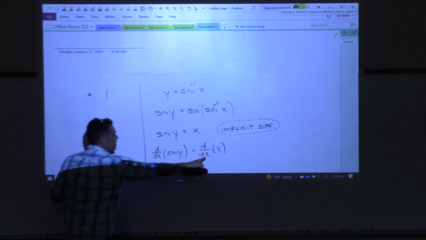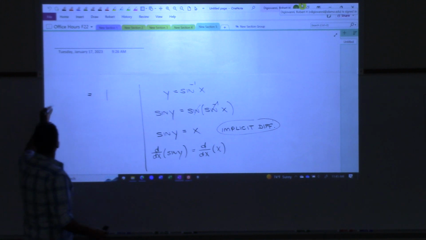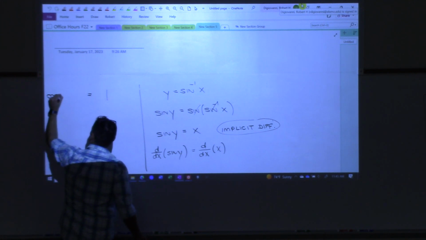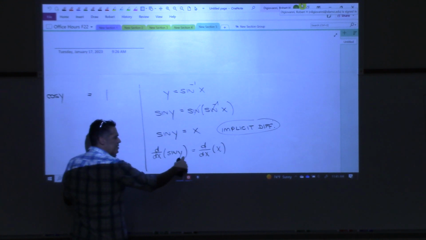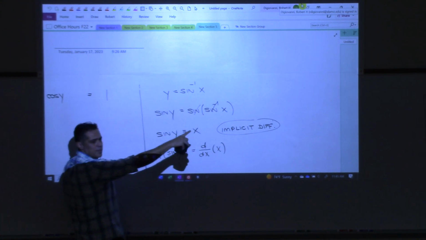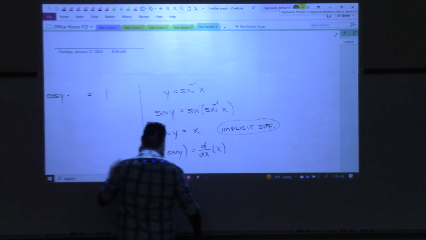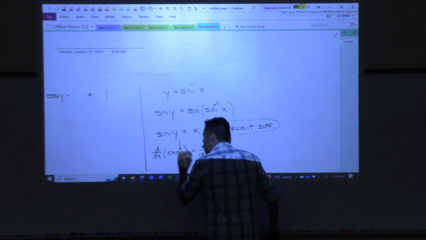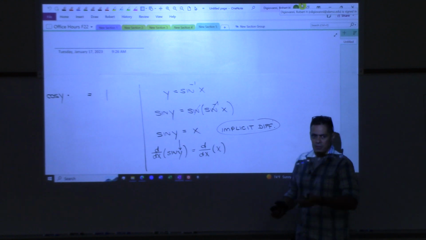That's the right-hand side. This is the tricky one. What's the derivative of sine of y with respect to x? Is it cosine y? Yes, it's cosine y. So the first thing you're doing is taking the derivative of sine of something. Derivative of sine of something, we said earlier, was cosine of it. So cosine of y times, now the chain rule, you take the derivative of what's in the sine function. And what's the derivative of y with respect to x? dy dx.